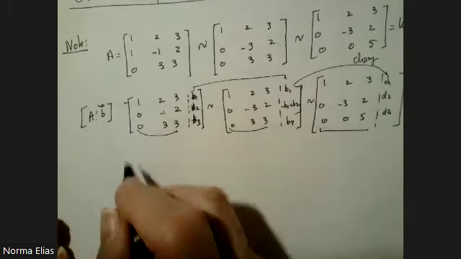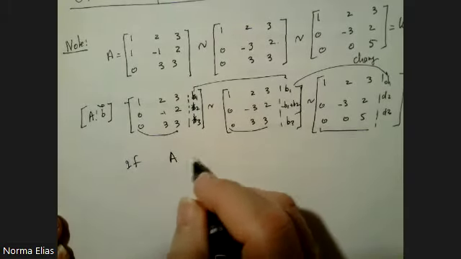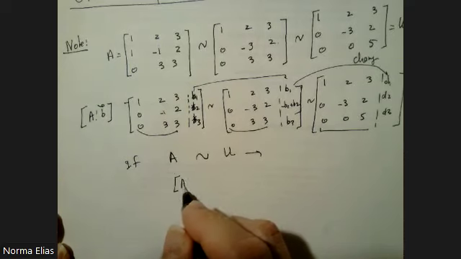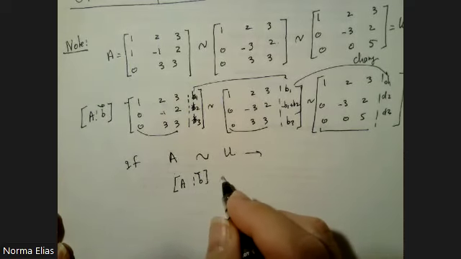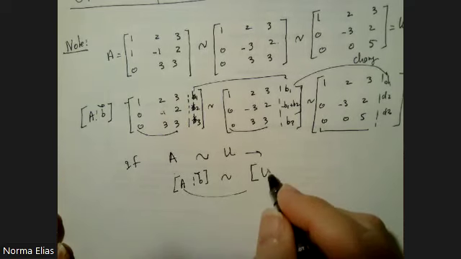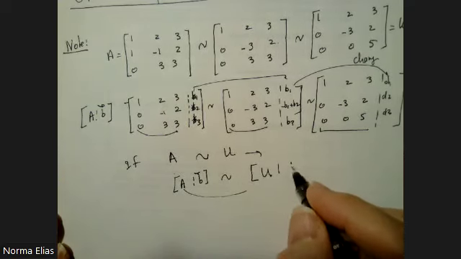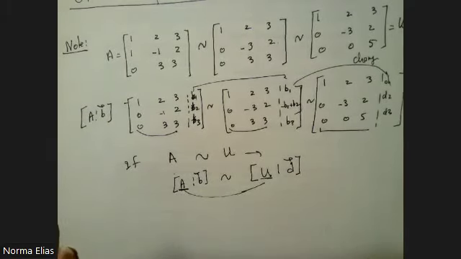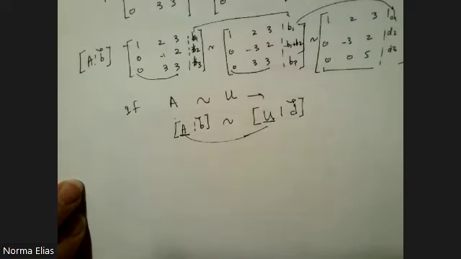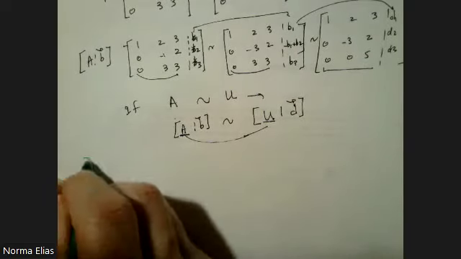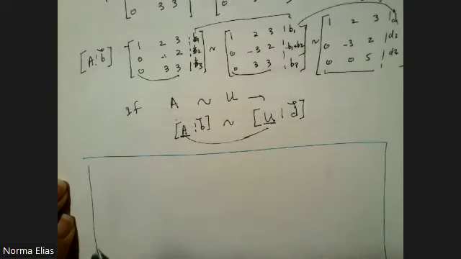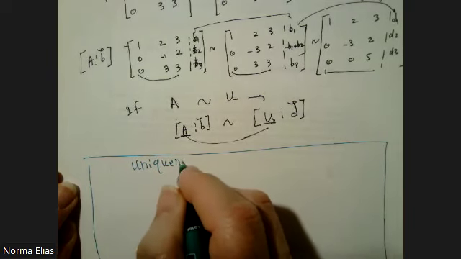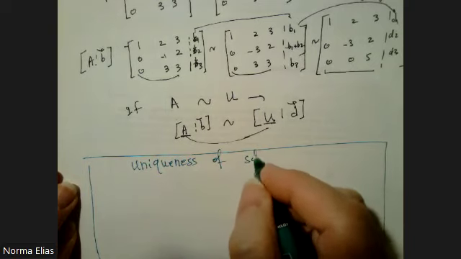All right, so this means that if A, the coefficient matrix A, is row equivalent to U, then if I add a column, this is going to be row equivalent. A will be turned to U, and B would turn to a certain vector D. But the coefficient part will not change. So now this will tell me about the uniqueness, and that's what your classmate wrote on the board. Uniqueness of the solution.